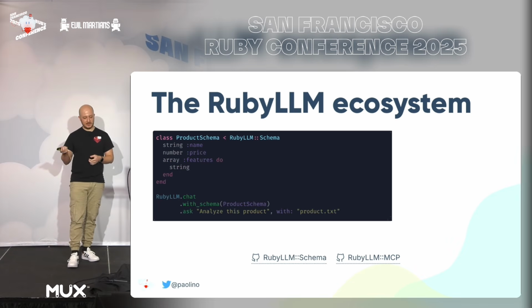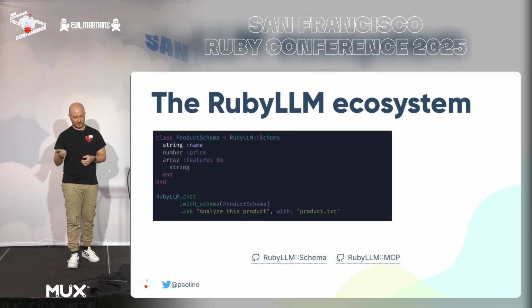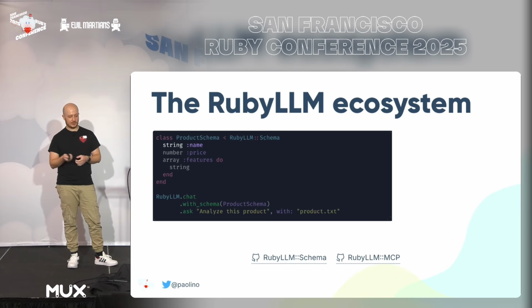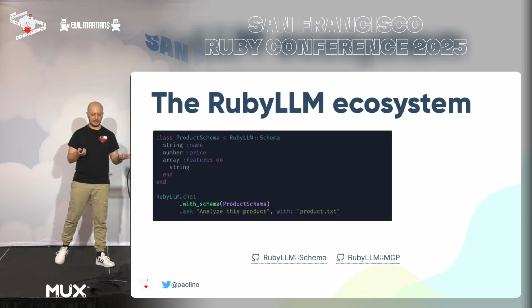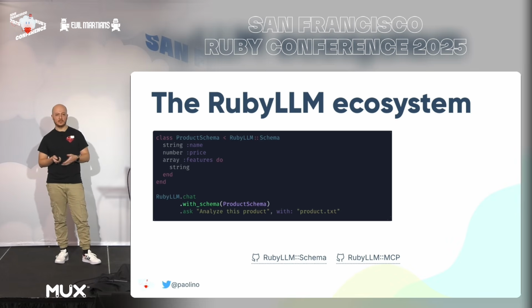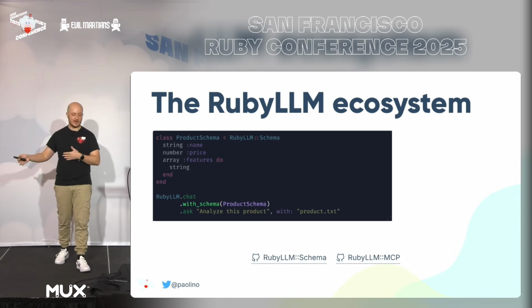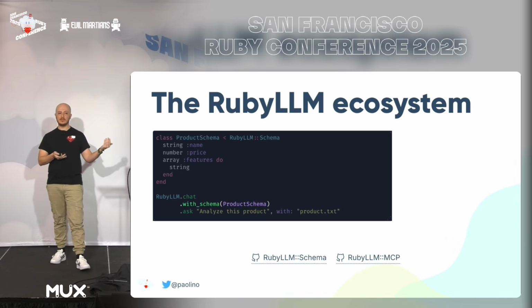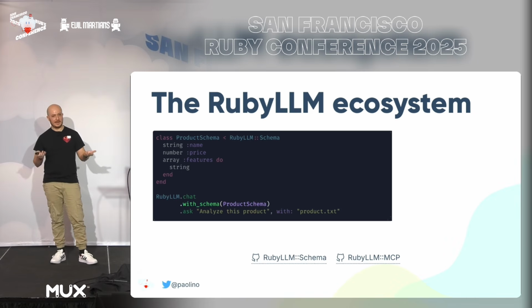And as you can see, here we're generating a schema for a product. So we have a string, a number for price, and an array for features, which are strings. And you can simply call dot with schema with your product schema so that RubyLLM knows how to then pass all your JSON schema to the LLM, and the LLM will respond with that structure.